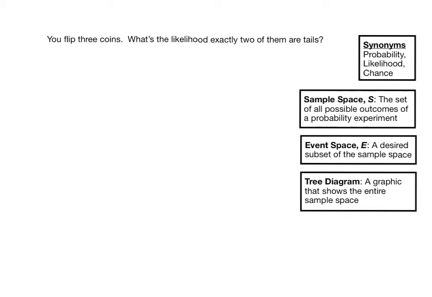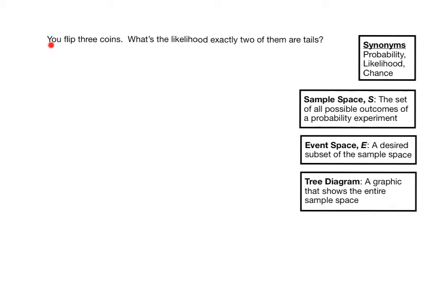Let's start our study of probability with an example. So here's the probability experiment, or the game in this case. You flip 3 coins. What's the likelihood that exactly 2 of them are tails? Just to make sure everybody's clear, likelihood, chance, and probability are all synonyms. They're all representing the probability of something occurring.